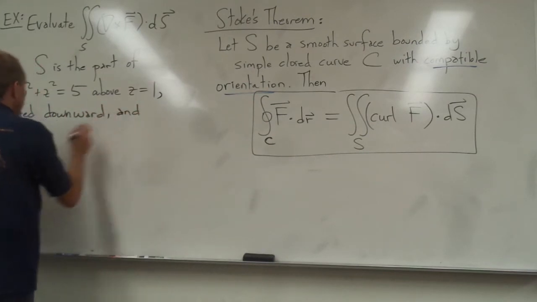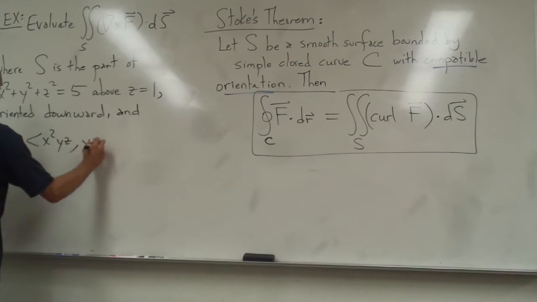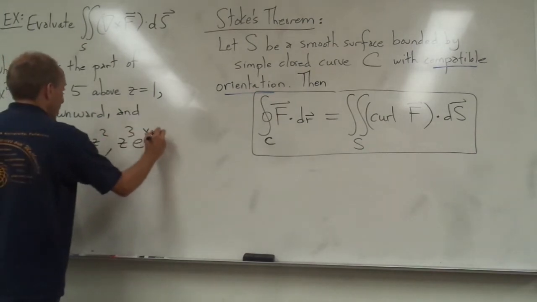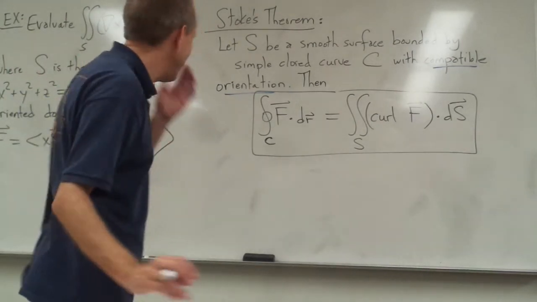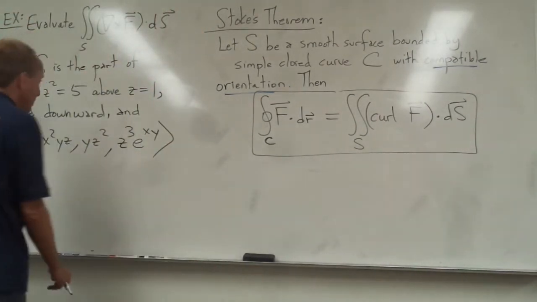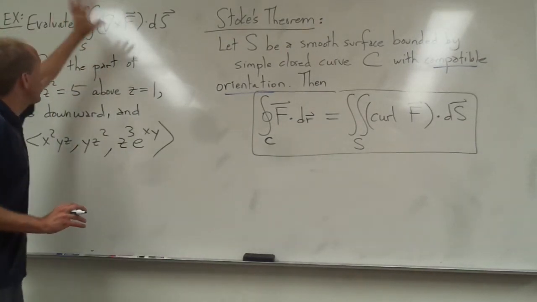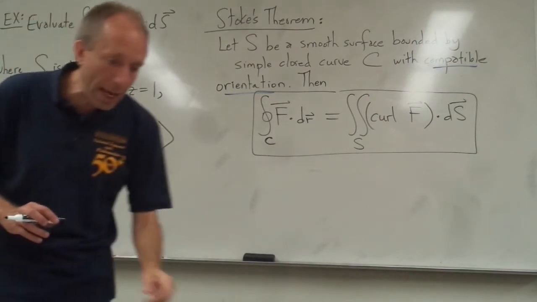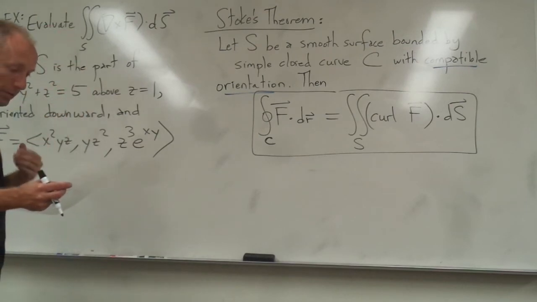And I also have to tell you what the vector field is. The vector field is x squared yz, comma yz squared, comma z cubed e to the xy. Not a particularly nice vector field. Okay? It's not a particularly nice vector field. Of course, we're not asked to find the surface integral of F, right? We're being asked to find the surface integral of the curl of F, okay?